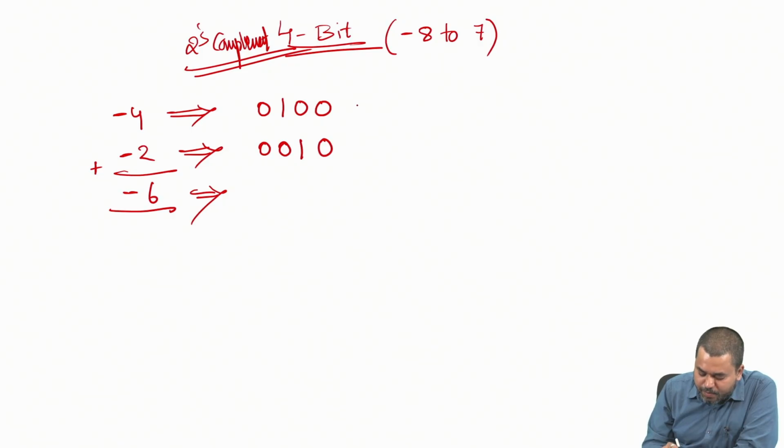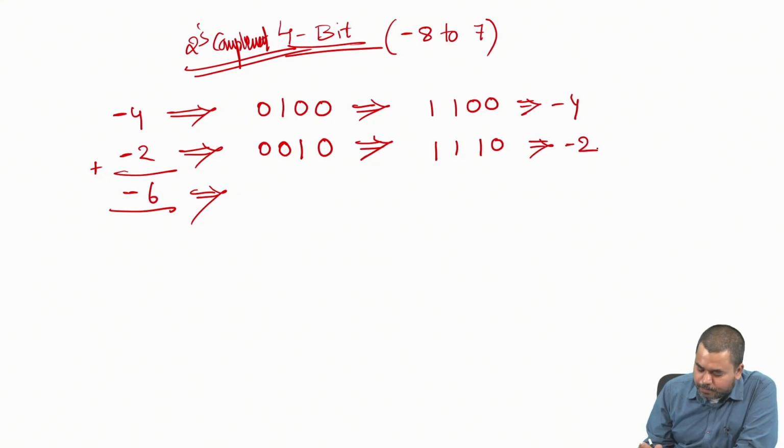Now since it's a negative number, take the 2's complement of it. What is the 2's complement of it? 1 1 0 0 is -4, and 1 1 1 0 is -2. So this is the -4 representation, and this is the -2 representation. Once I take this, what you do? You perform the addition: 1 1 0 0 plus 1 1 1 0 gives 1 0 1 0 with an end carry.